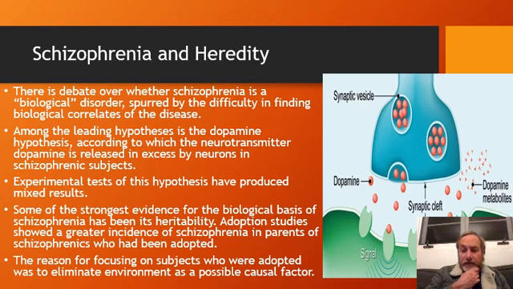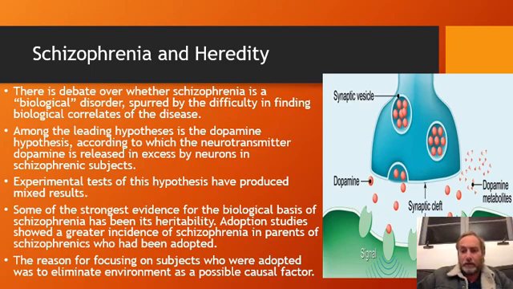So the issue of interest here is whether schizophrenia is a biological disorder, right? It's a mental illness, right? But what is the biological basis for that, if any, right? Among the various hypotheses, the dopamine hypothesis, which says it's an excess of dopamine being released, right? It's a neurotransmitter. And experimental tests of that hypothesis produce some mixed results.